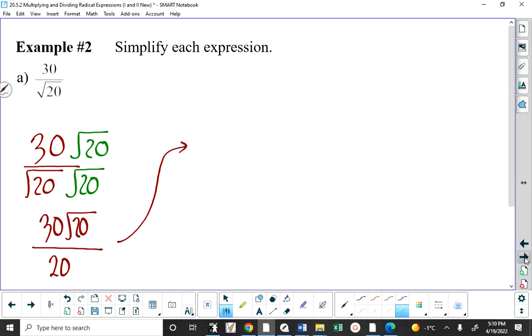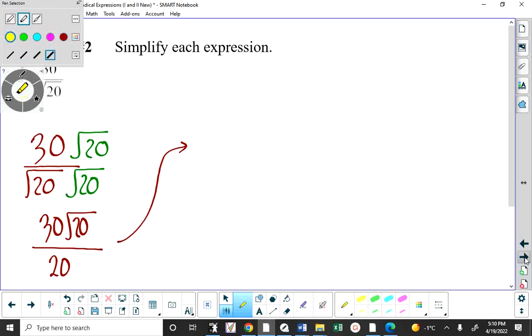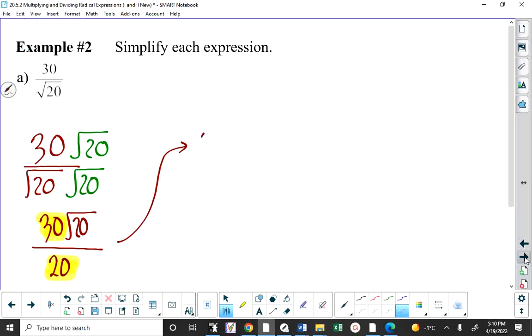Again, I keep highlighting these coefficients because I think it's important that you're following what's going on here. Those two are numbers that are not inside of radicals, so this is what we call coefficients. 30 over 20 is 3 over 2, so now we have 3 root 20 over 2, and now I've rationalized the denominator. Now I can simplify root 20.